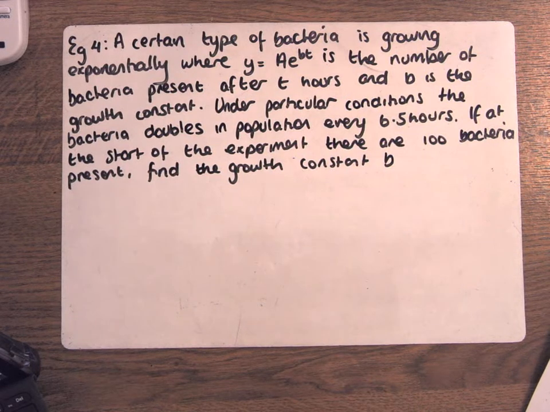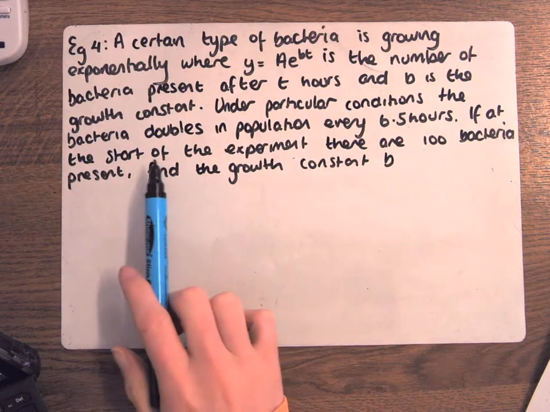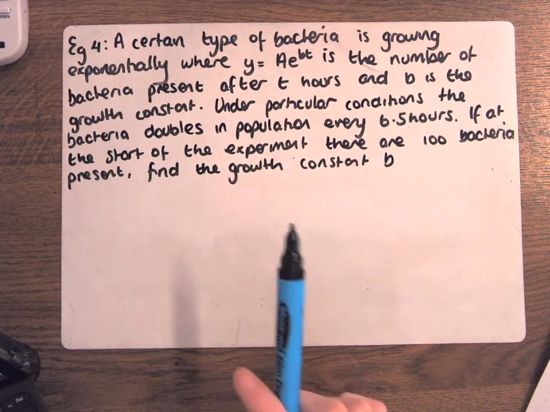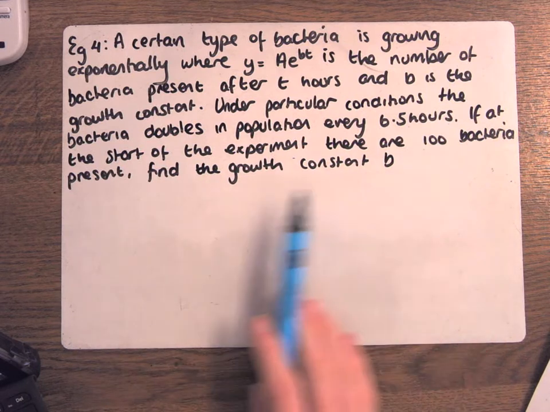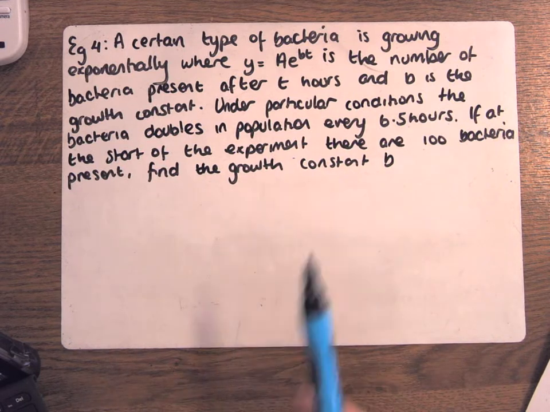Okay, so we have another exponential function, y equals a e to the power of bt. And that's the number of bacteria present after t hours. Now, under certain conditions, the bacteria doubles every 6.5 hours. The question is, if there are 100 bacteria at the start, find the growth constant b.